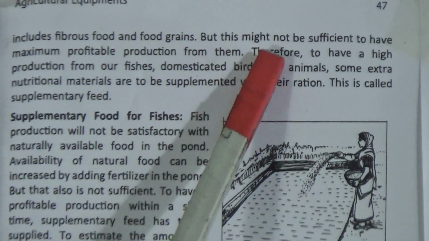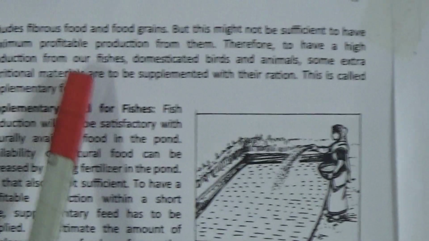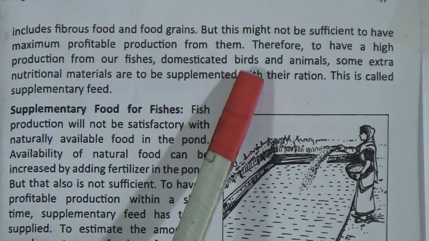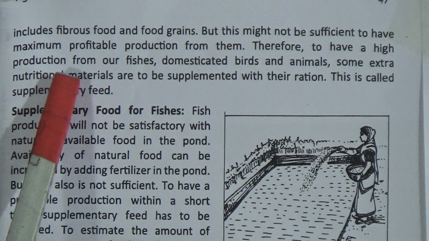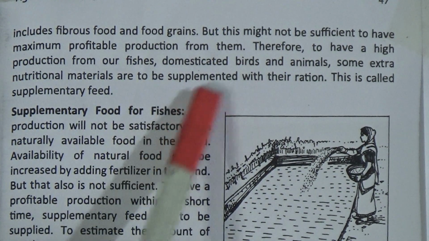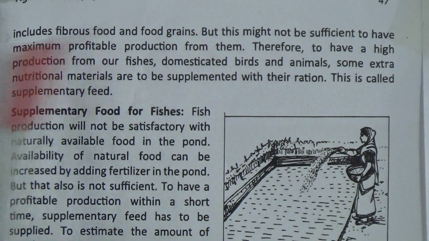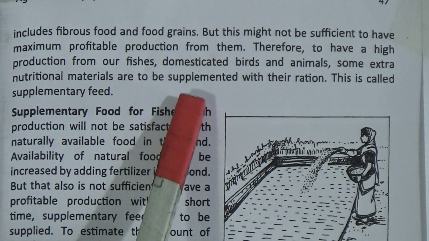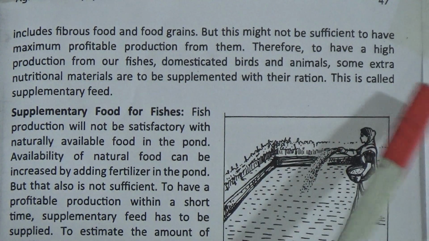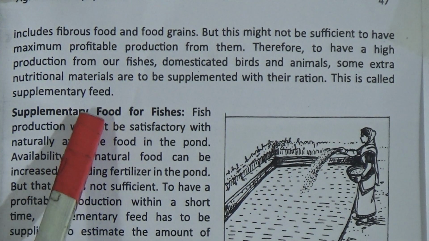But these might not be sufficient to have maximum profitable production from them. Therefore, to have a high production from our fishes, domesticated birds and animals, some extra nutritional materials are to be supplemented with their ration. This is called supplementary feed.